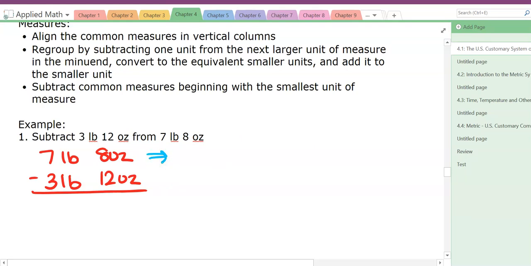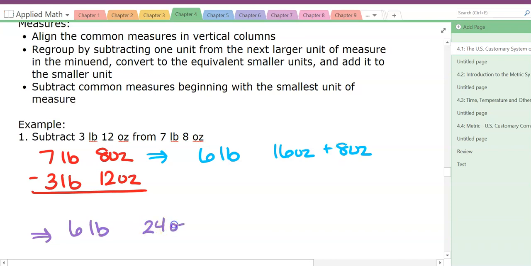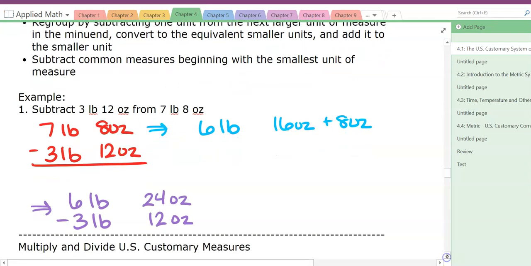What I'm going to do is I'm going to take a pound away from 7, so I'm down to 6 pounds. How many ounces are in a pound? So what I'm going to do is take 16 ounces, that pound that I borrowed, and I'm going to add it to the 8 ounces on the top, because now that's going to fix my problem here. So now I'm going to have 6 pounds. 16 plus 8 is going to be 24 ounces, and I'm subtracting now the 3 pounds, 12 ounces. So what's going to be my answer for this one? Doing this subtraction. So 3 pounds, 12 ounces.